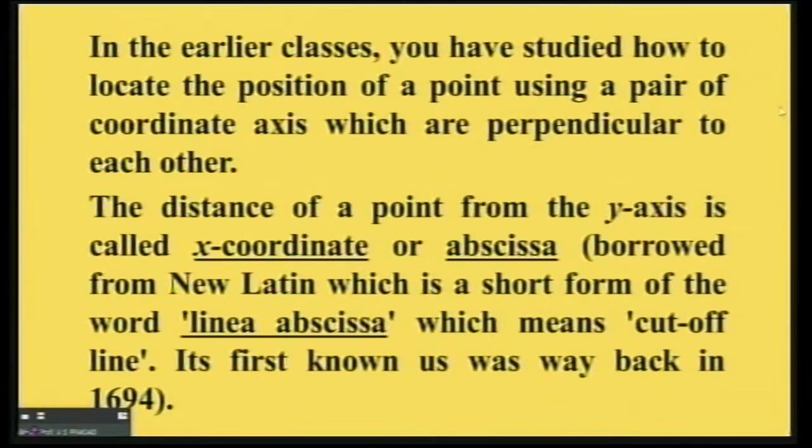So now we have already seen in our earlier classes how to locate the position of a point using a pair of coordinate axes which are perpendicular to each other. This you have studied already in class 8 and 9. In fact, the distance of the point from the y-axis, we call that the x coordinate, which is also another important word we use, abscissa. In fact, abscissa is a word borrowed from New Latin, which is a short form of the word linea abscissa, which means cut off lines. Its first known use was way back in 1694.